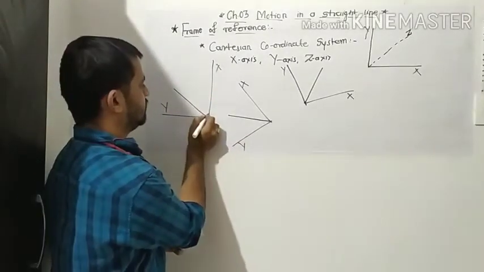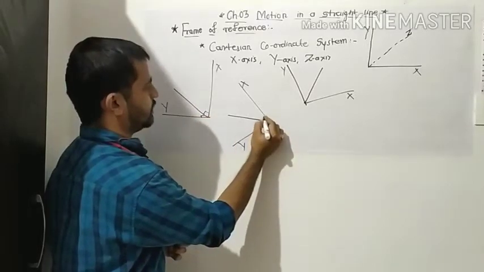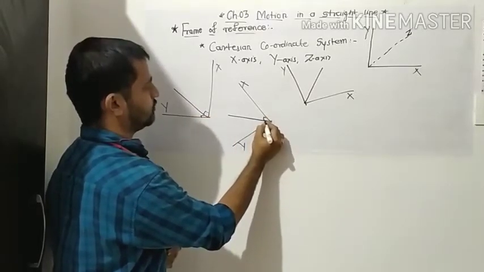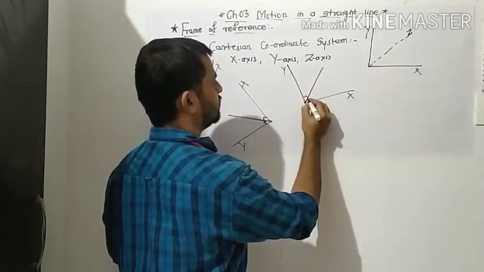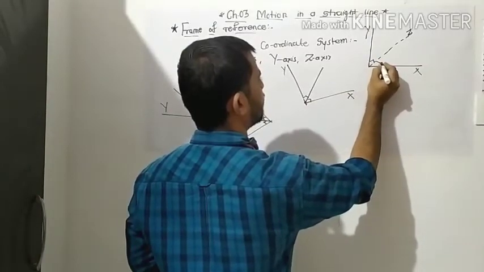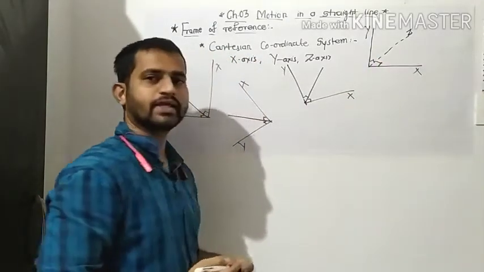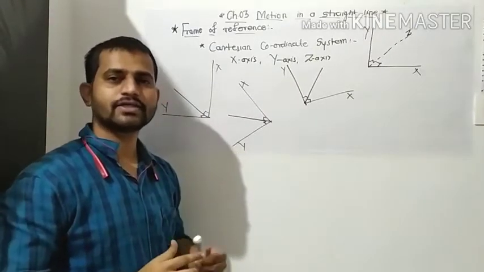Okay, it is at a 90 degree angle. It will always be at a 90 degree angle. This is the mandatory condition, that it must be at 90 degrees to the x and y axis. Okay, so what is the important condition in the Cartesian coordinate system?